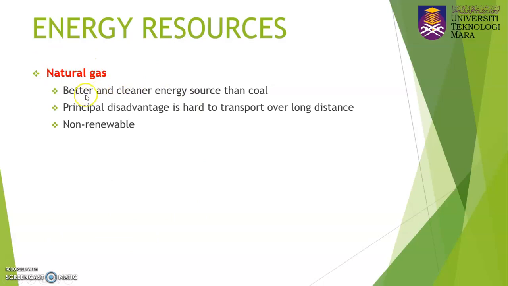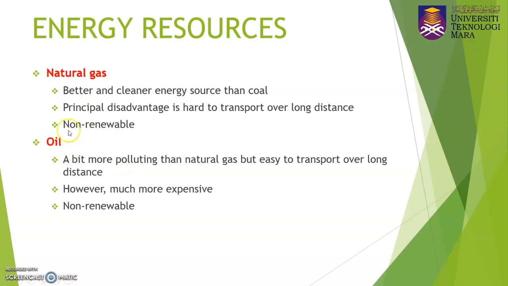All right. So the third energy resource is natural gas. Natural gas is a better and cleaner energy source compared to coal. The principal disadvantage is that it is very hard to transport over long distances, and it is also considered a non-renewable energy. The fourth one is oil. If you compare oil to natural gas, oil is considered a bit more polluting than natural gas. However, it is easy to transport over a long distance. However, oil is also much more expensive, and oil also falls under the category of non-renewable energy.